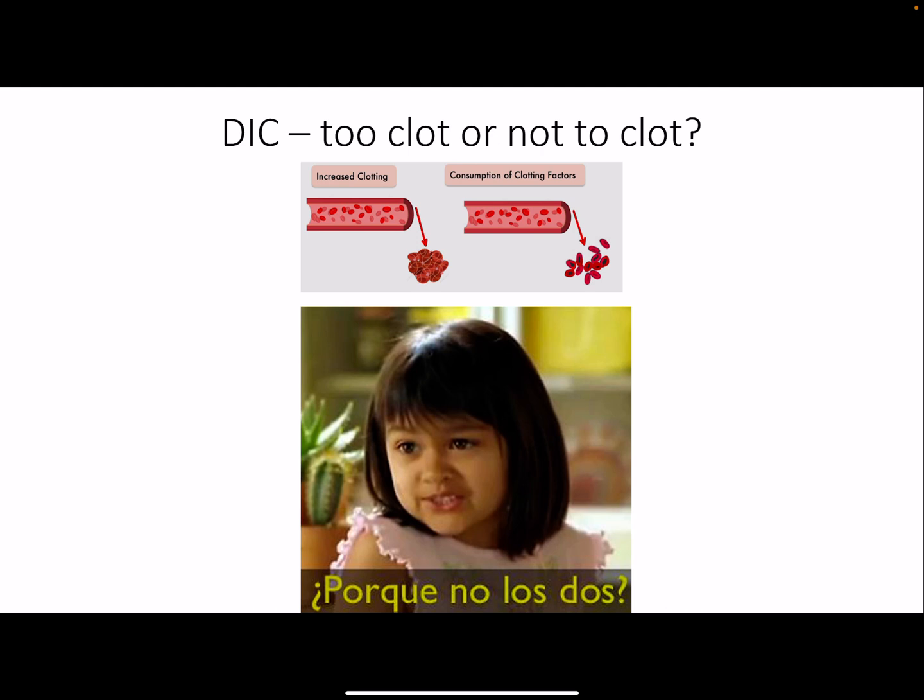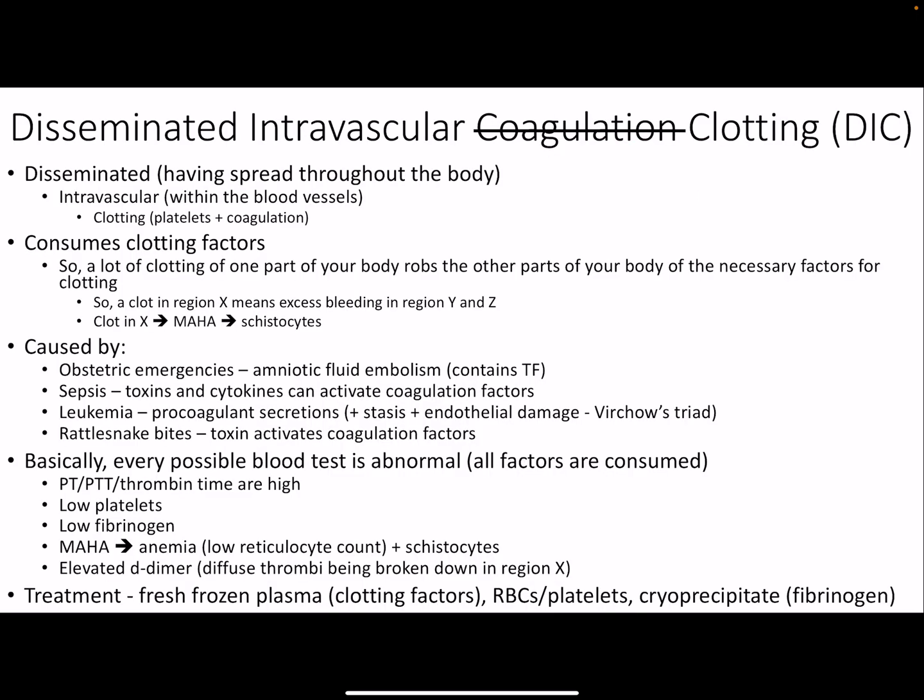So DIC, of all of these, DIC might be the most important. To clot or not to clot. And it turns out it's doing both. You have clotting in one part of the body, and because there's so much clotting in one part of the body, it's actually consuming the systemic coagulation factors. So in the next part of the body, you actually cannot do clotting. So it's both. Fun, this is a wall of text.